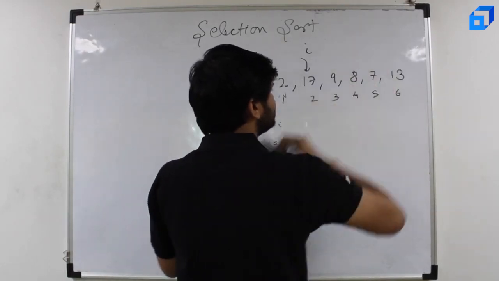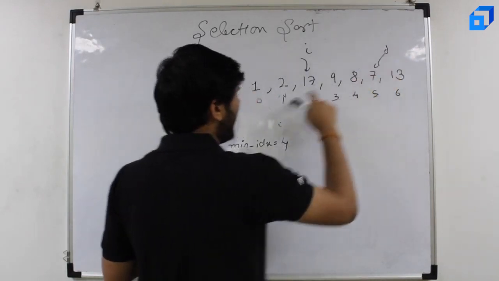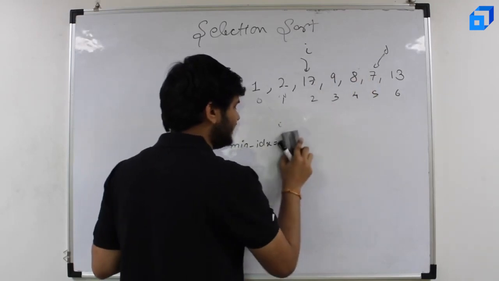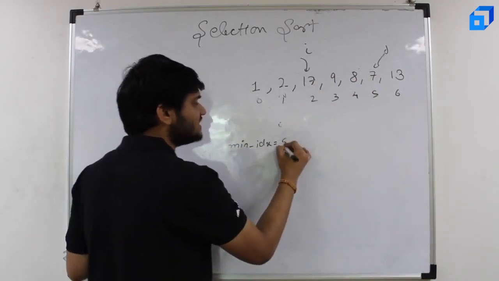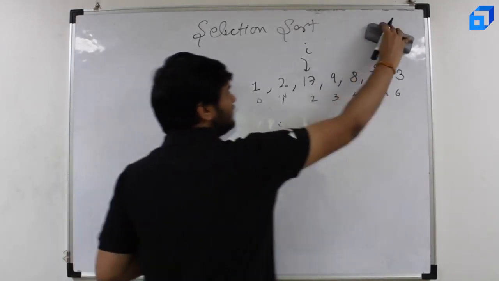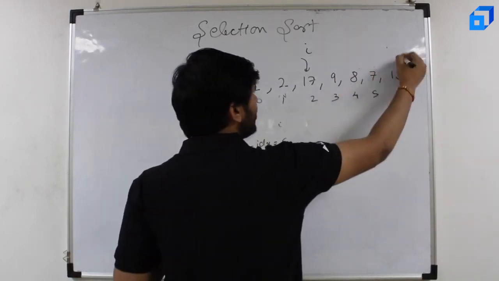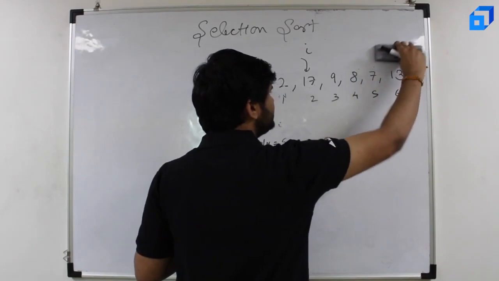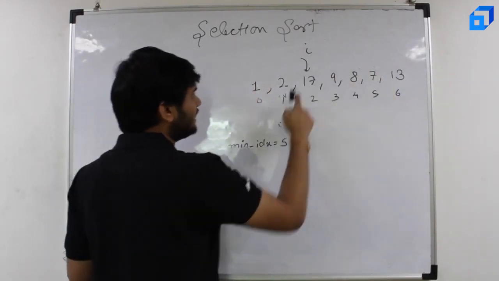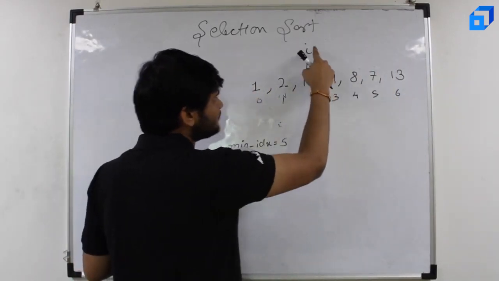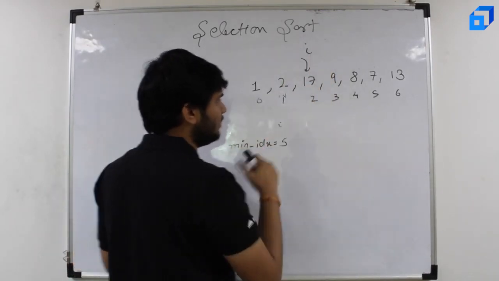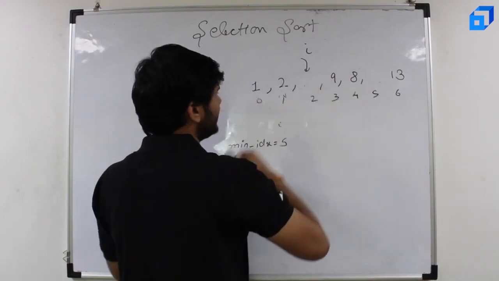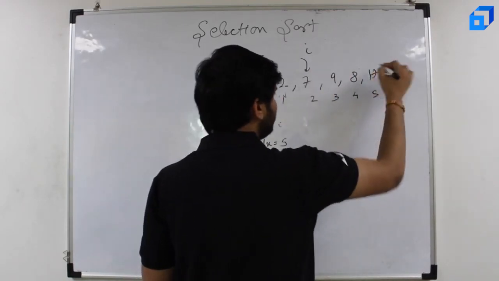Now j will be pointing to 7 and the minimum index is pointing to 8. So is 7 less than 8? Yes, 7 is less than 8. So again we will update the value of the minimum index as 5, and at last j will be pointing to 13, but 13 is not less than 7, so we will do nothing and the loop of j will be completed. At last, we will swap the elements pointed by the ith pointer and the minimum index pointer. So here this will be swapped and 7 will come here and 17 will come here, right?